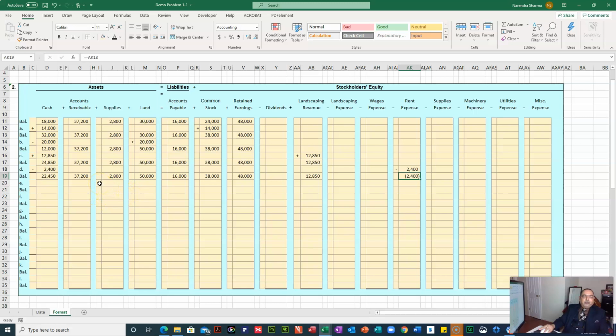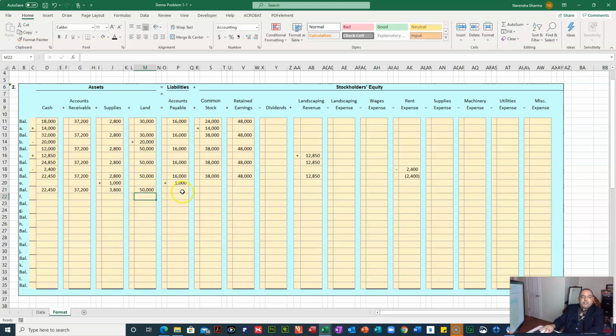So we're going to do E part. This is plus 1,000. And then it says on credit, so this will also be plus 1,000. That's all that will happen. Now cash will remain at 22,450. 37,200 will be accounts receivable. Supplies will go up to 3,800 after this transaction.